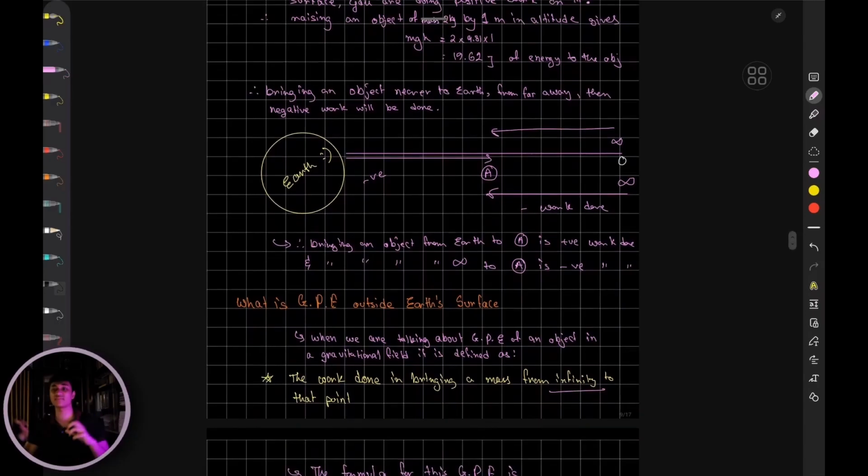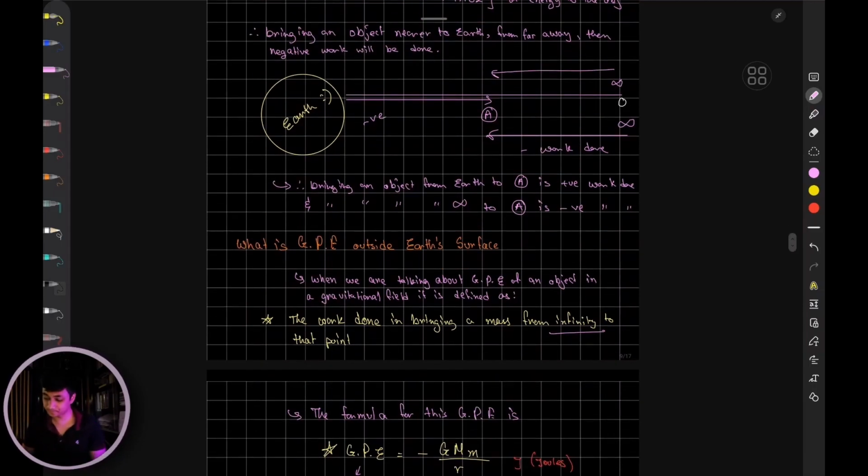Therefore, again, the definition of gravitational potential energy is going to be the work done in bringing a mass from infinity to a defined point near the mass. From infinity to a point. Any defined point, anywhere. That is going to be your work done, and that is going to be your potential energy, right? So this is the definition.